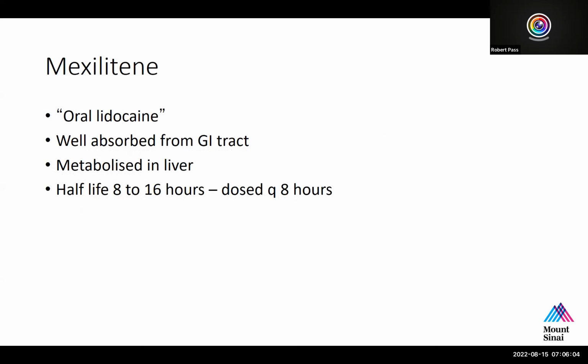Moving along, mexiletine. Generally, electrophysiologists and cardiologists think of it almost like oral lidocaine, because it has similar effects electrophysiologically. It is well absorbed from the GI tract. It is also metabolized in the liver, and it has a much longer half-life of 8 to 16 hours. Because of that, it has to be dosed every 8 hours in kids.